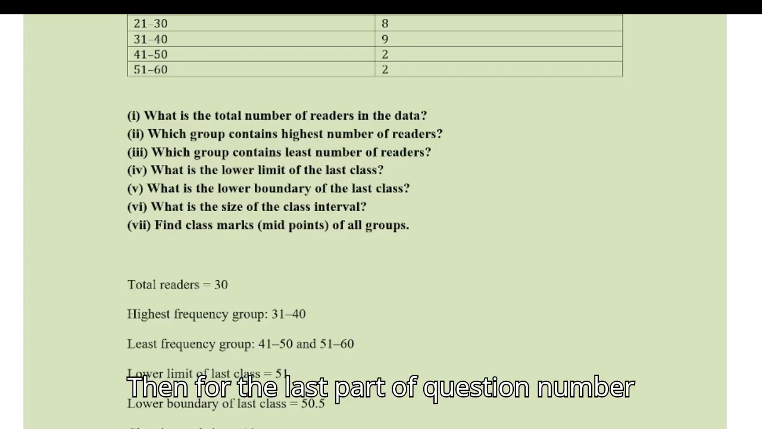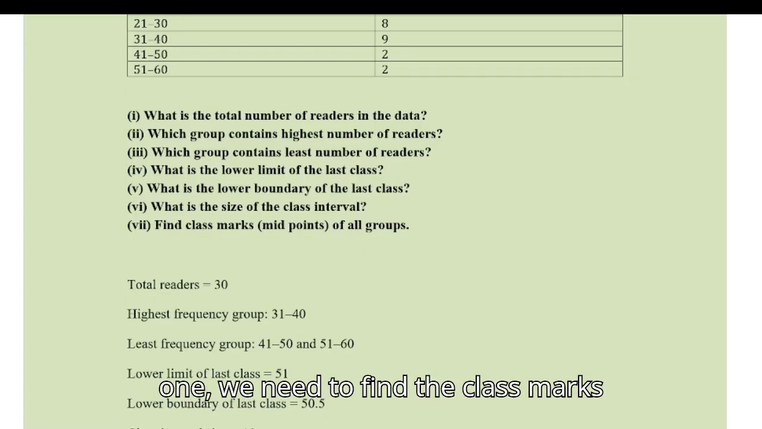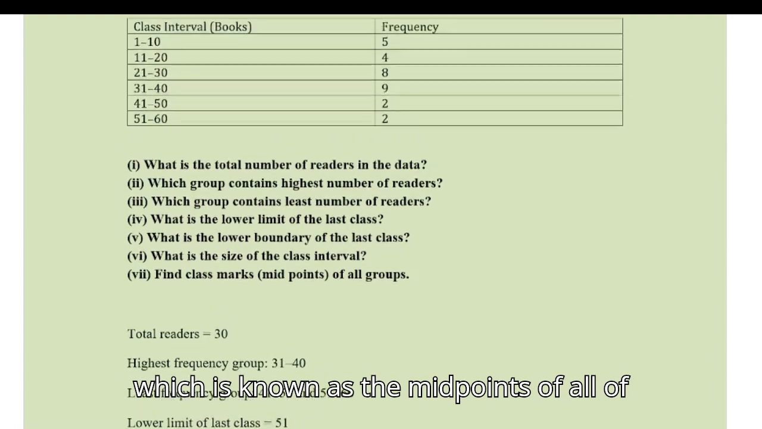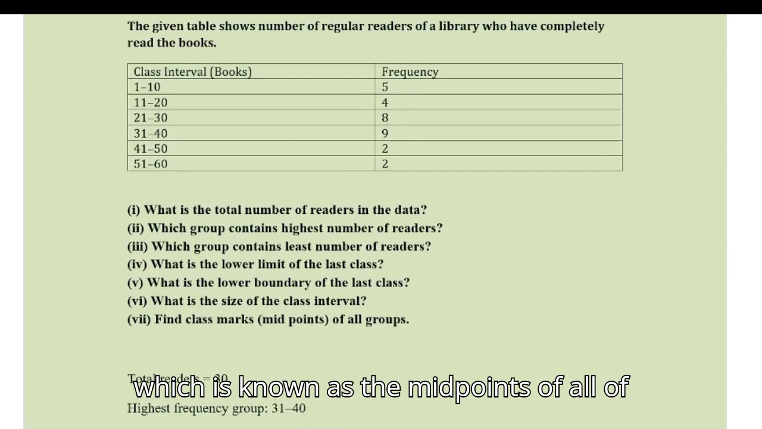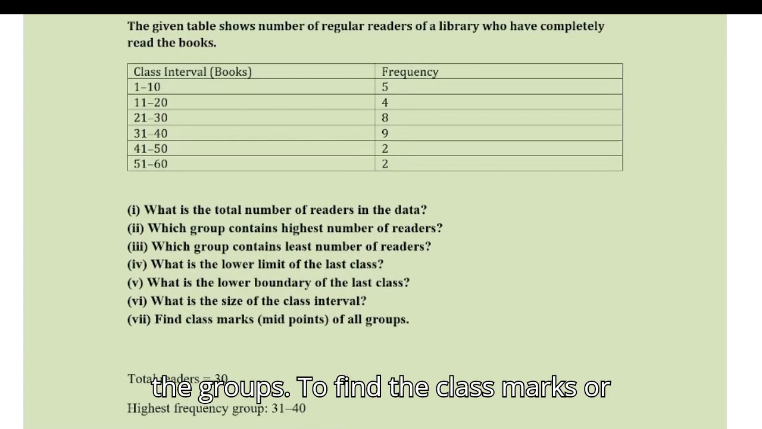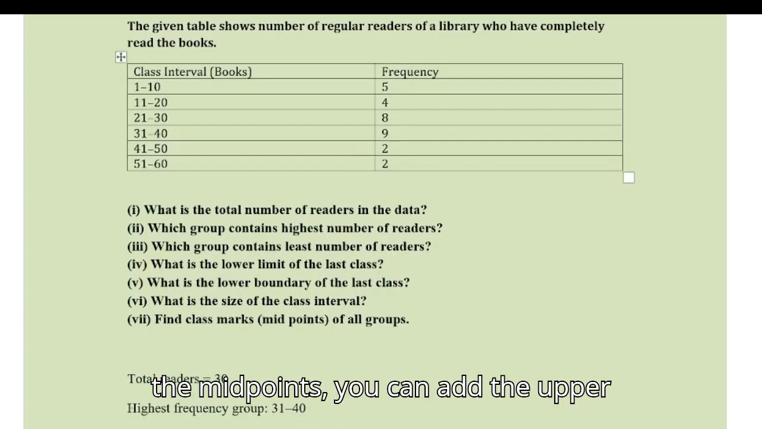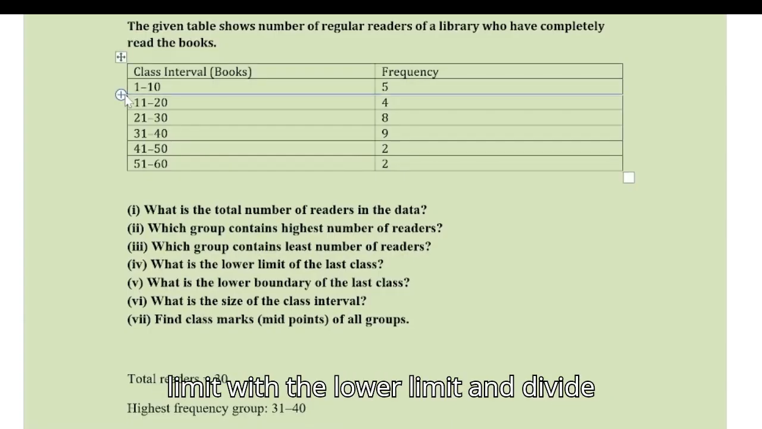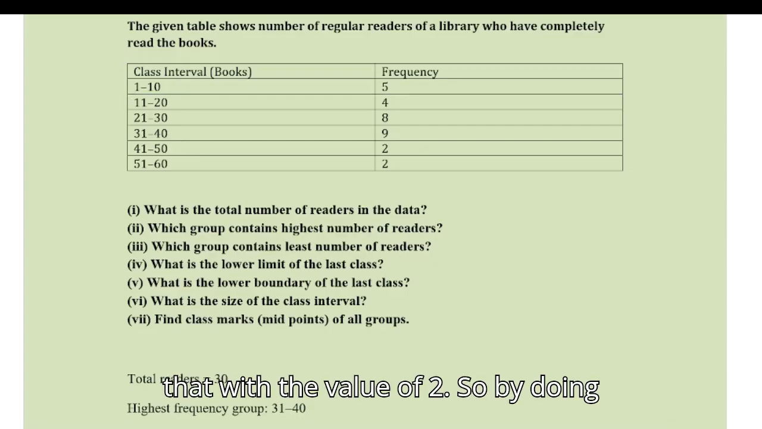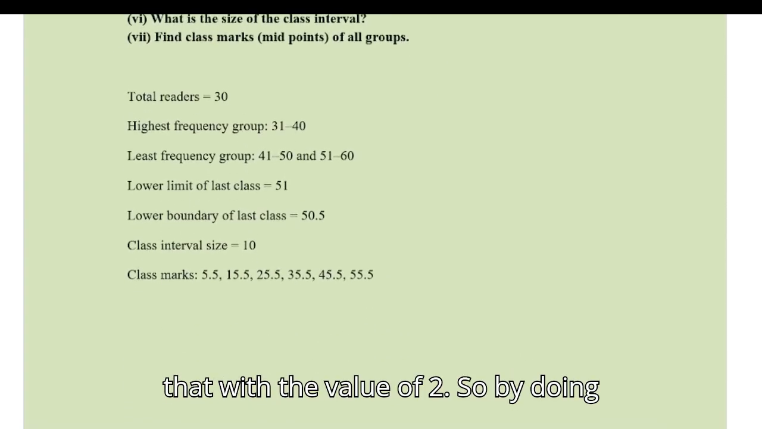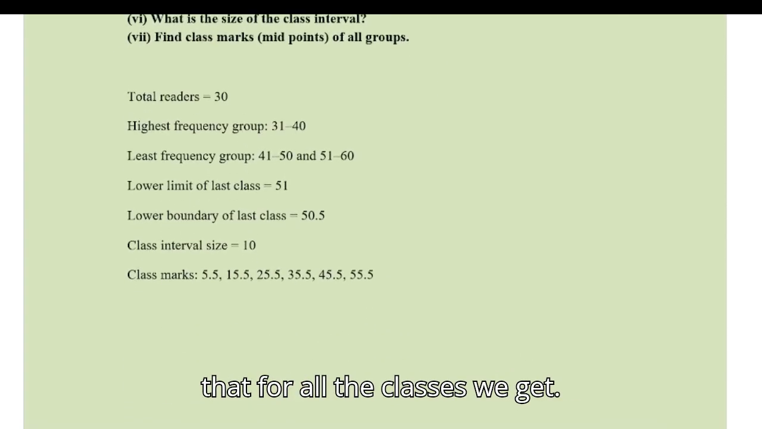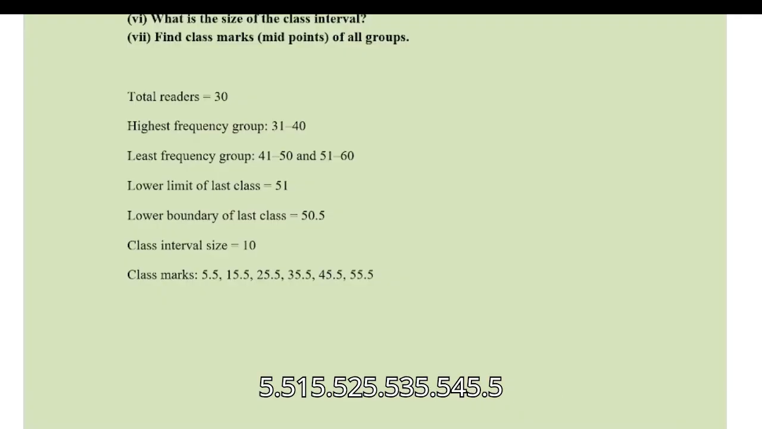And for the last part of question number 1, we need to find the class marks, which is known as the midpoints of all of the groups. To find the class marks or the midpoints, you can add the upper limit with the lower limit and divide that by 2. So by doing that for all the classes, we get 5.5, 15.5, 25.5, 35.5, 45.5, and 55.5.